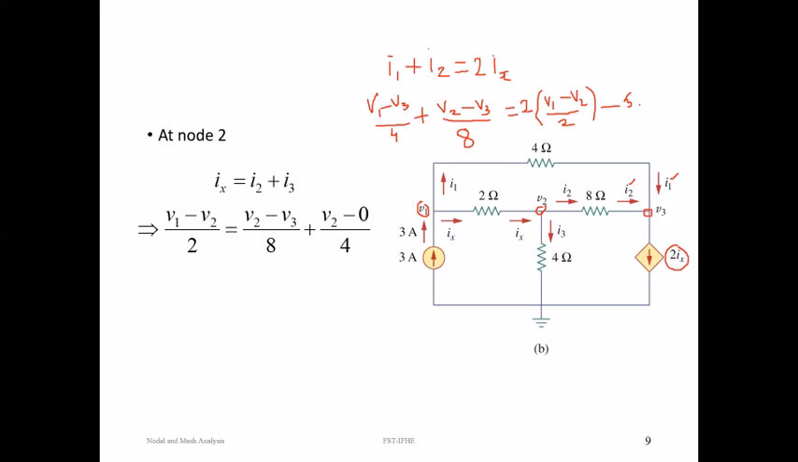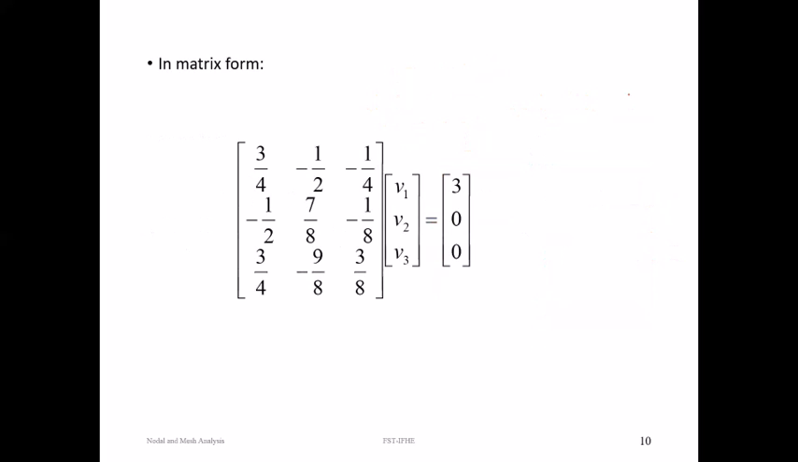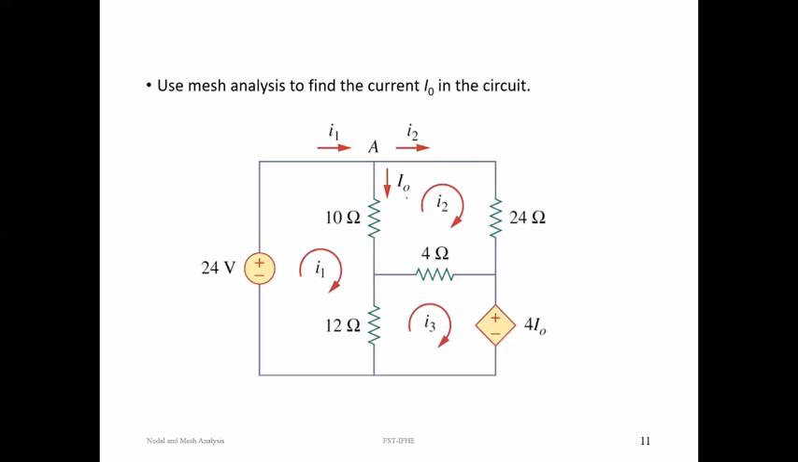If you simplify the equations and write them in matrix form, then you will have 3 equations in V1, V2, V3. Let us solve a problem using mesh analysis with a dependent source. As you can see in the given problem, it consists of one independent voltage source and one dependent voltage source. We need to determine I0 using mesh analysis.